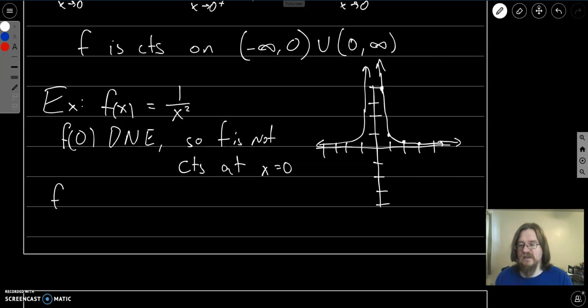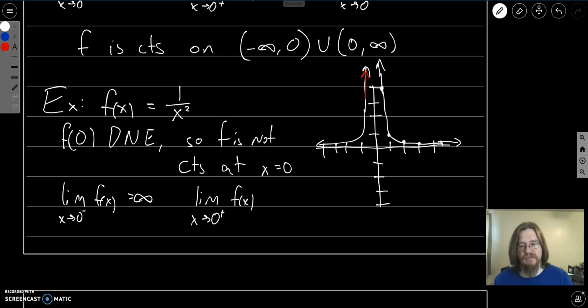Another way to kind of see this is what would happen if we tried to take the limit here. So if we take the limit as x approaches 0 from the left-hand side, as we come up, our function is just getting bigger and bigger and bigger. As we divide by smaller and smaller numbers, if you divide by a small number, you're going to get a big number. So this limit is actually going to be infinity. And then we get the same thing if we're coming from the right-hand side. We're just going to be going up and up and up, and this limit is also infinity.